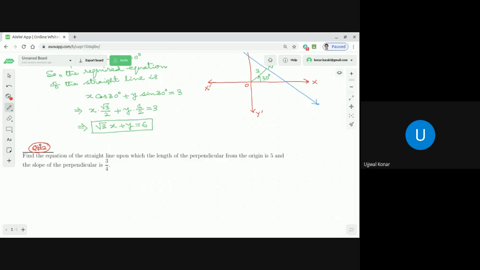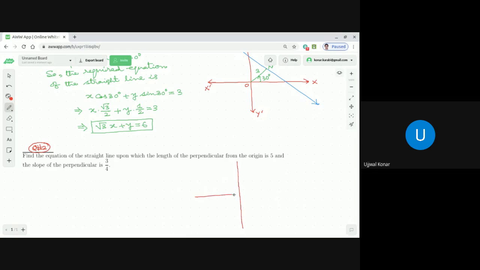In this question, what has been asked is: find the equation of the straight line for which the length of the perpendicular from the origin is 5 and the slope of the perpendicular is 3 by 4. I will appreciate it if you can start doing it. You also do along with me.